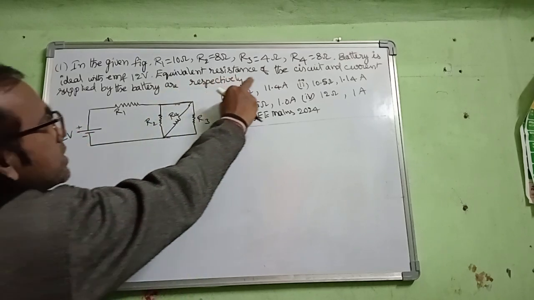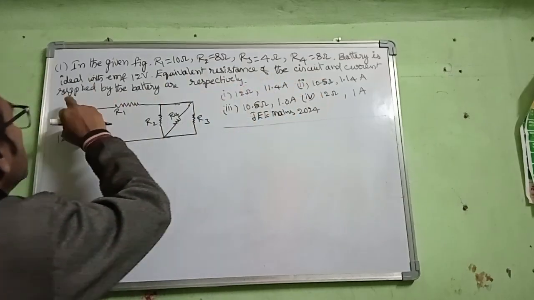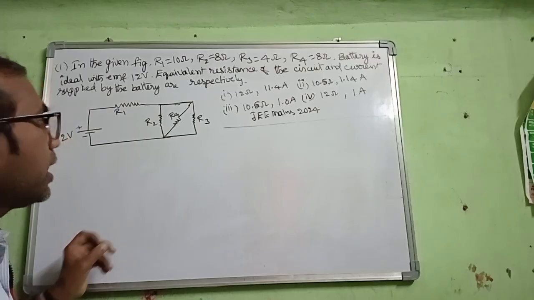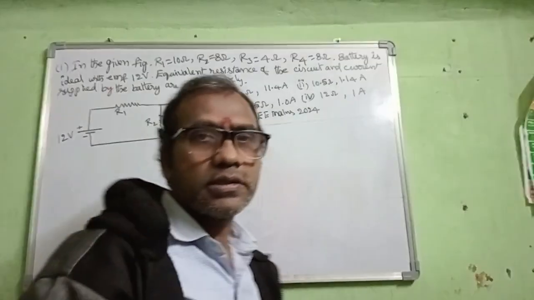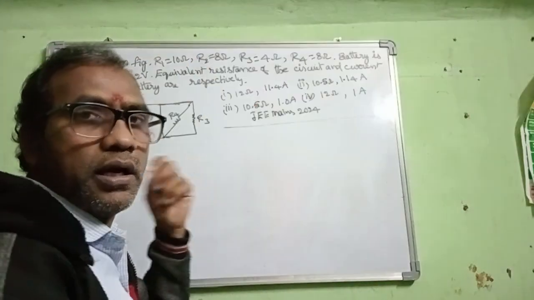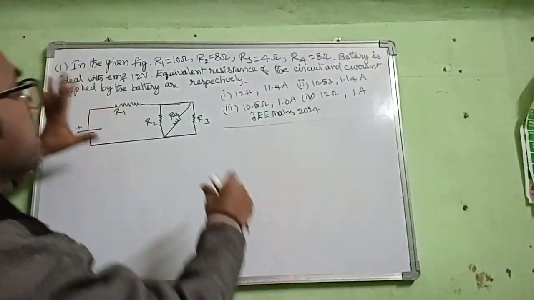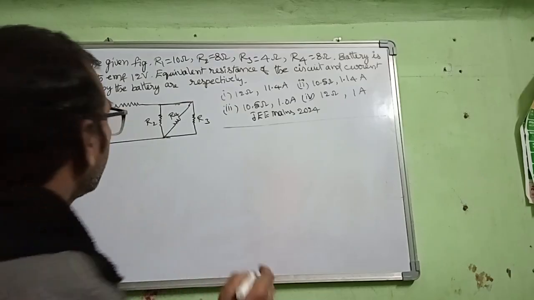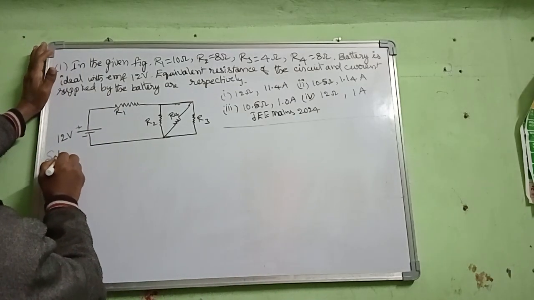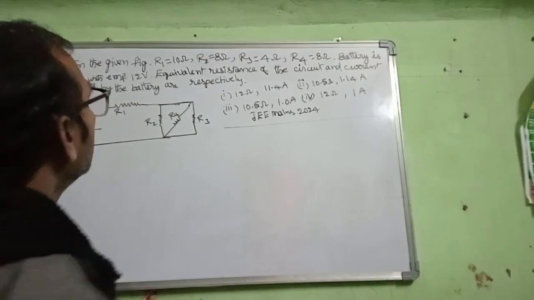So the equivalent resistance of the circuit and the current supplied by the battery are respectively. So we have to find the equivalent resistance and current. How much resultant resistance, and current we have to find from this. So for this, let it be the solution. Now see here.